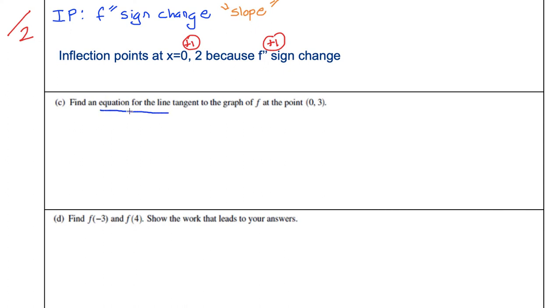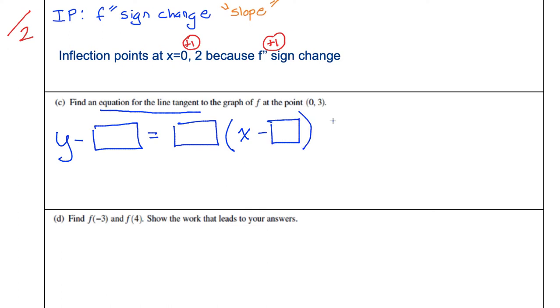Equation for the line tangent. Whenever I see that, I immediately do what? Y minus box equals box times x minus box. So this is going to be the x-coordinate. The x-coordinate goes here, and the x-coordinate is clearly 0. All right, next I'm going to say what is f prime at that 0, and what is f of that 0. So this one is going to be a little bit harder to do, I think.